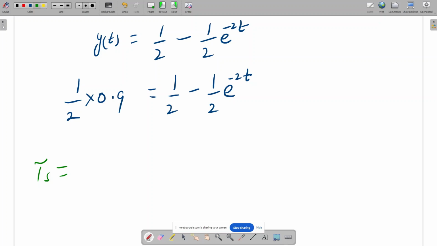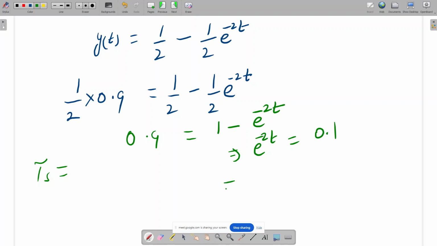So I am calculating, you can also calculate. The 1 by 2 will be cancelled on both sides. 0.9 is equal to 1 minus e to the power minus 2t, so e to the power minus 2t is equal to 0.1. Is it correct? Yes, sir. So what will be the t value?